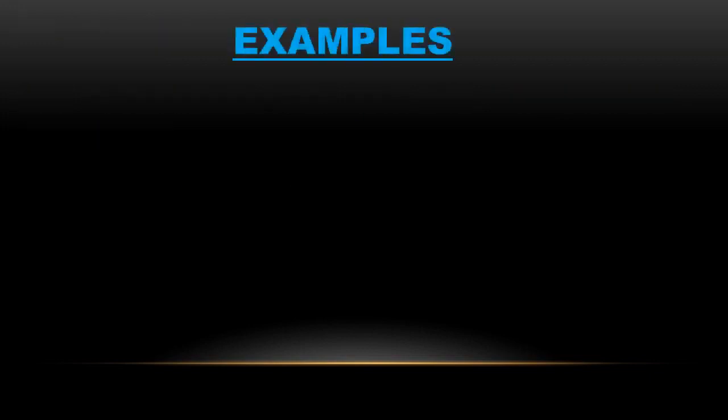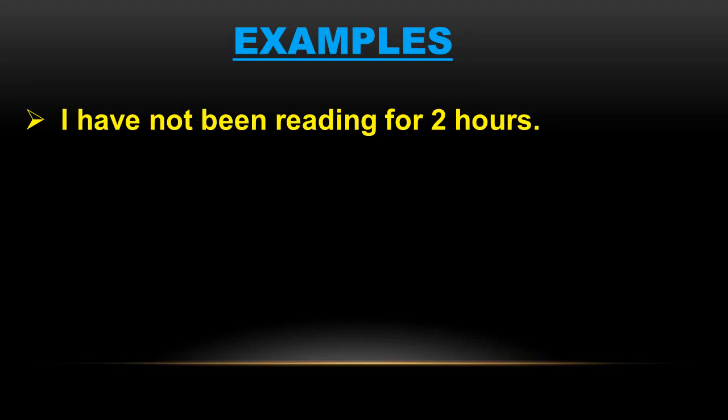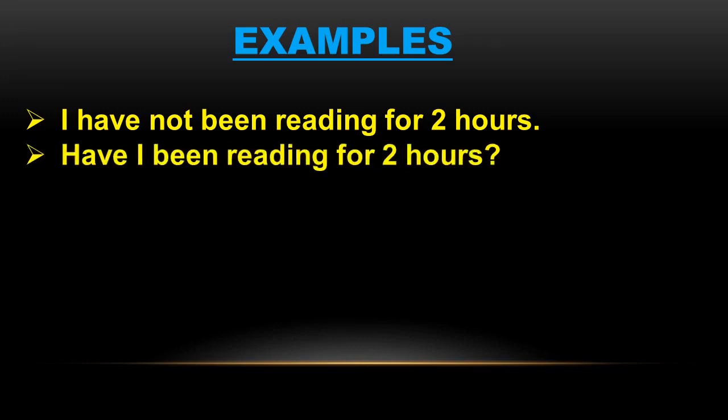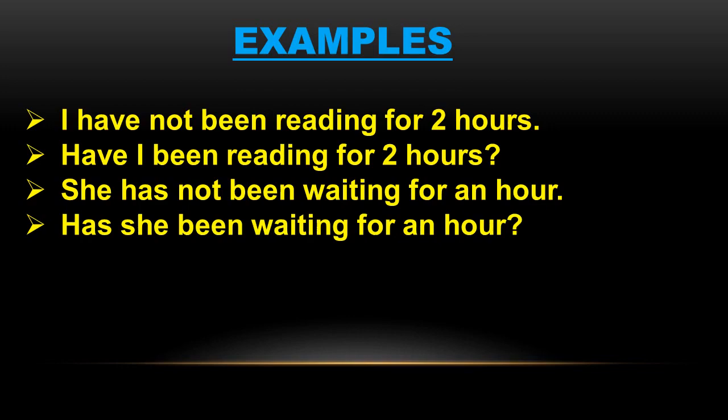Now let's see a few examples of negative and interrogative sentences. I have not been reading for 2 hours. Now change this to interrogative. The auxiliary will come forward, that is have. Have I been reading for 2 hours? Then another example. She has not been waiting for an hour. In the similar manner, in the interrogative has will come forward. Has she been waiting for an hour?